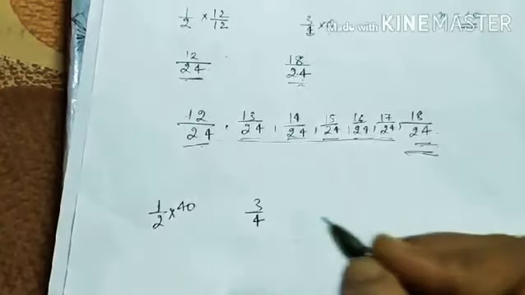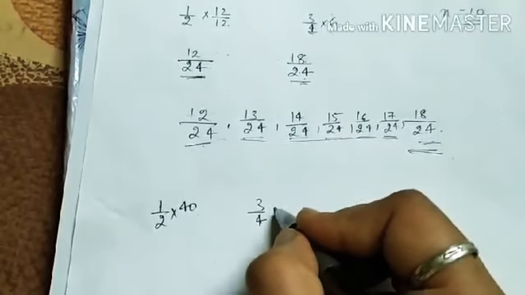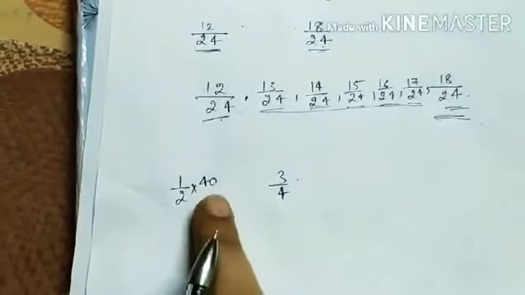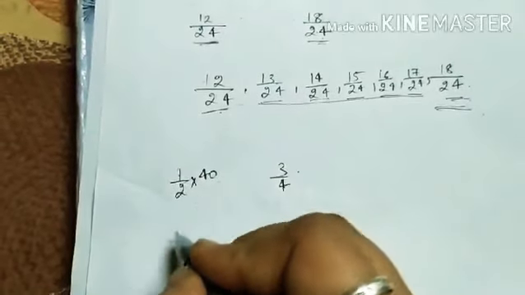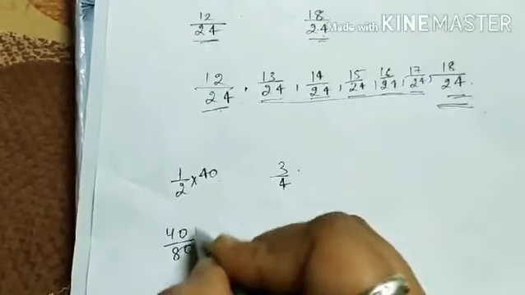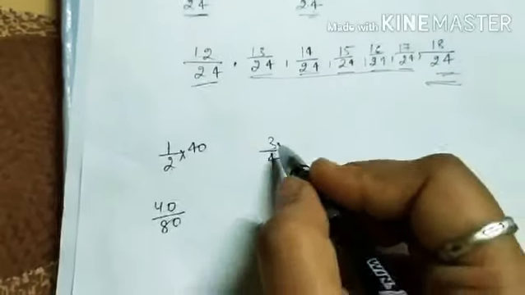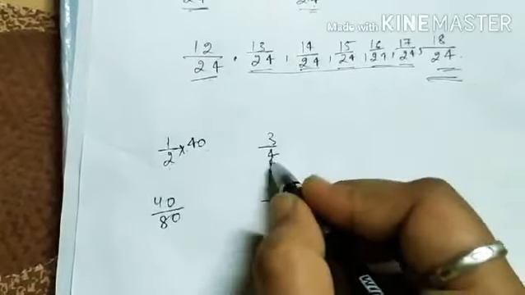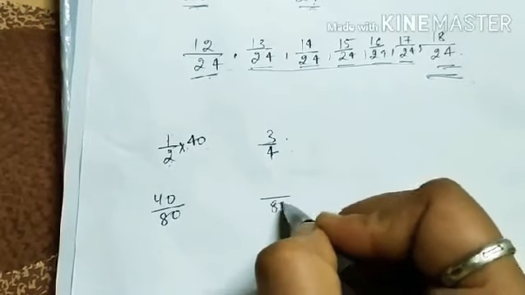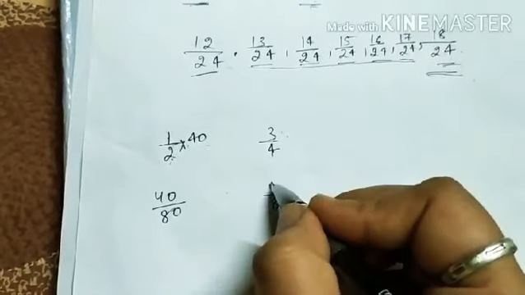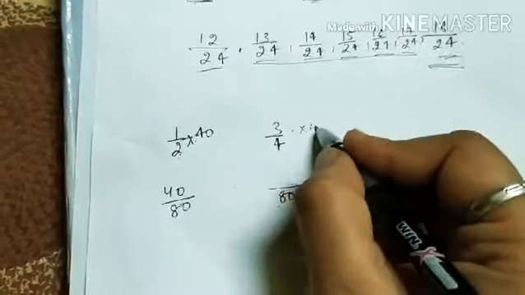And this rational number by 40. Okay, so what will it become? It will become 40 upon 80, right? It will be multiplied in both the numerator and denominator. And here we have to make the denominator same. So 4 will be multiplied by 20, then only it will become 80, right? So here also it will be multiplied by 20. So what will it become? 60. 40 upon 80 and 60 upon 80.